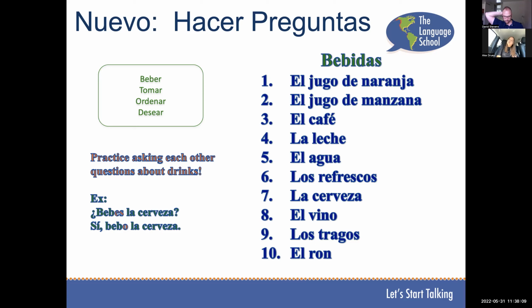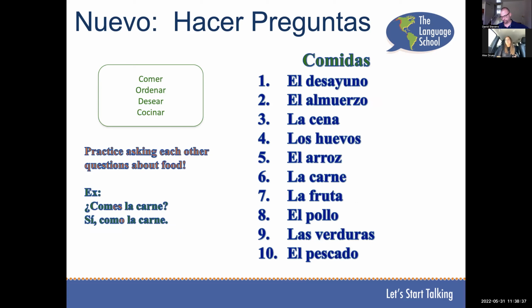¿Cómo se dice los tragos? Los tragos are cocktails, like mixed drinks. Ordenas los tragos. No, no ordeno los tragos. ¿Qué significa el ron? El ron is rum, like Bacardi. ¿Tomas el ron? No, no tomo el ron. Sí.